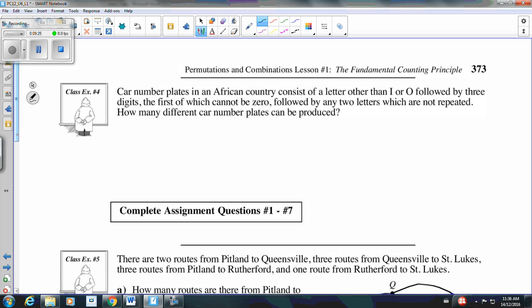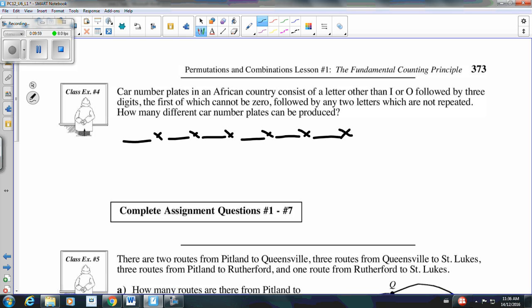Example 4. Car number plates in an African country consist of a letter other than I or O, followed by 3 digits, the first of which cannot be 0, followed by any 2 letters which are not repeated. How many different car number plates can be produced? So the first thing I'm going to decide is how many choices I need to make. In this case, I need to make 6 choices. So there's 6 characters on these license plates.